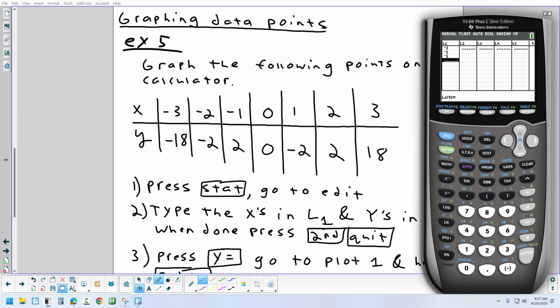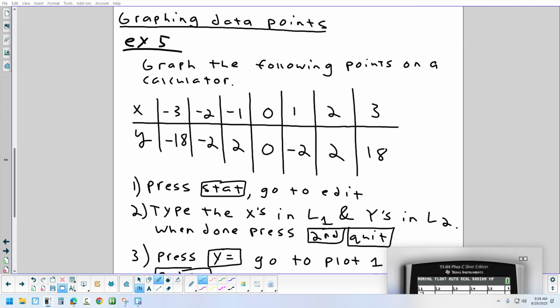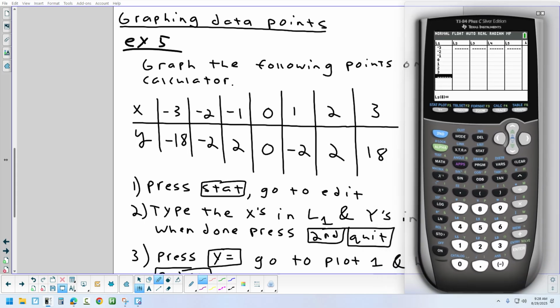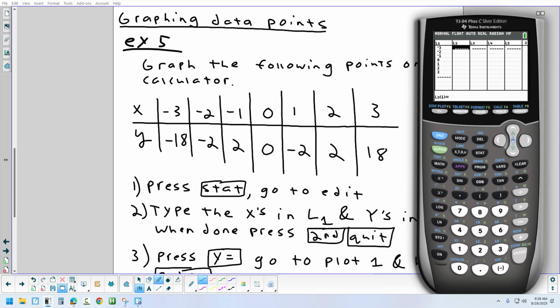Okay. So negative 2, negative 1, I'm just hitting Enter each time. It's easier to do all the X's first because when you hit Enter, it just goes down. Negative 3, negative 2, negative 1, 0, 1, 2, 3. All right, so you should have all your X's in L1. And we're going to put the Y's in L2. So if you press the right arrow, that will bring you over to the next list. And now just start entering the other numbers.